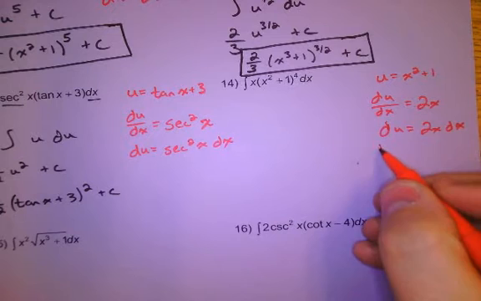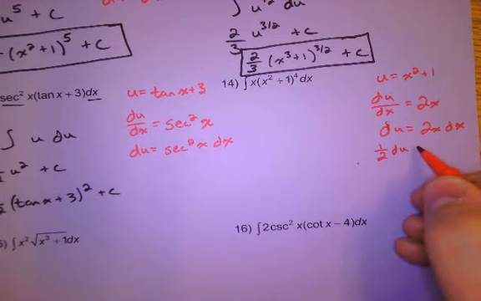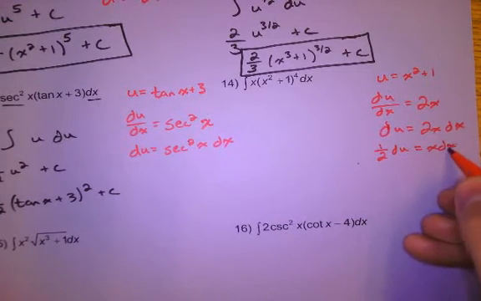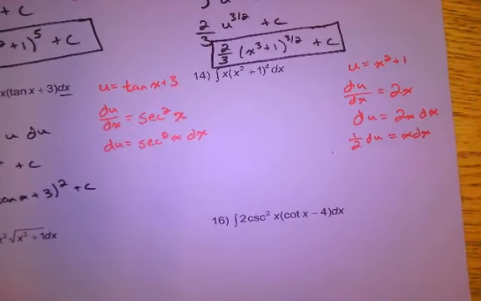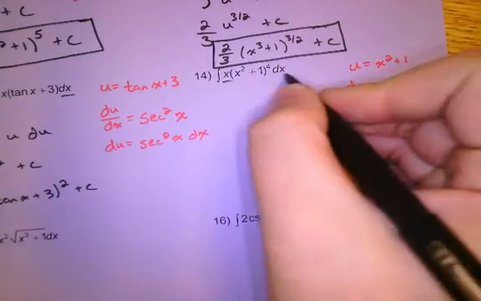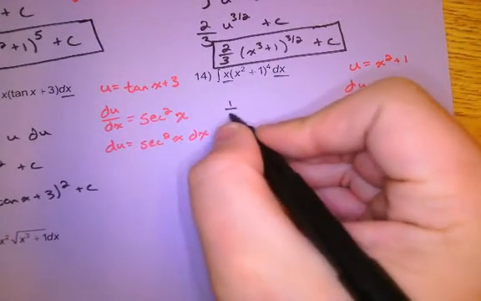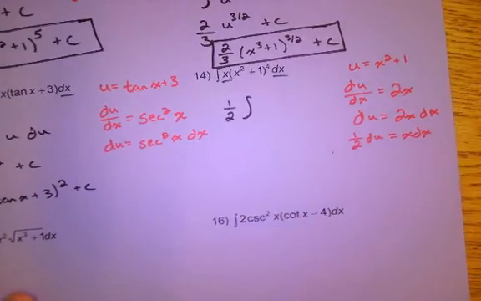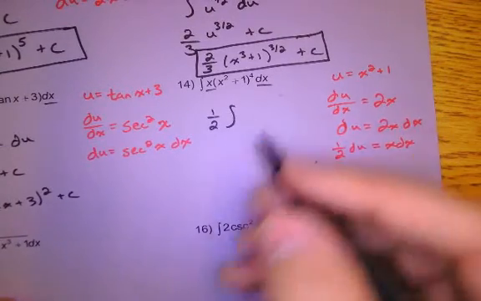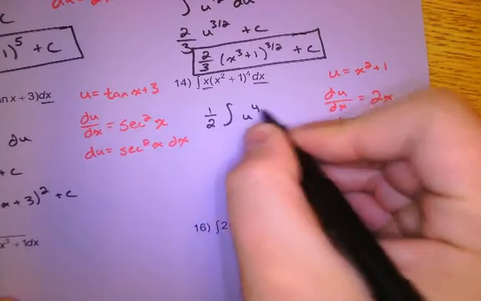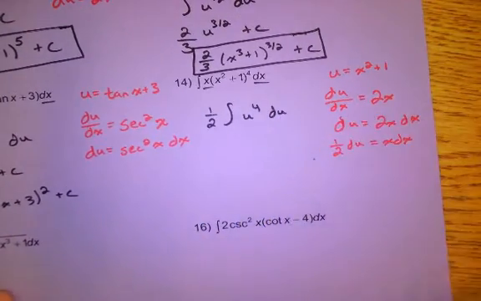Hey, what if I divide that 2 over? Half of du equals x dx. Is there an x dx? Yes, there's an x dx. So that x dx is going to go away, and then we're going to replace it with a 1/2 du. I'm going to put the 1/2 out in front of the integral. Save that for later. And it becomes the integral of u to the 4th du.